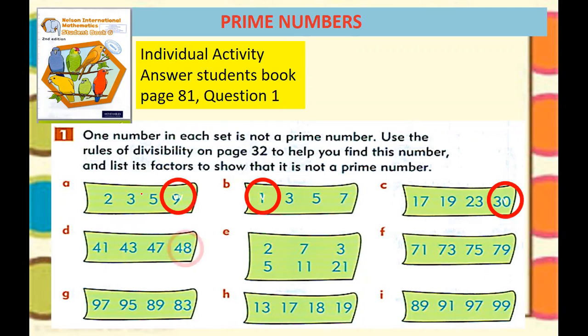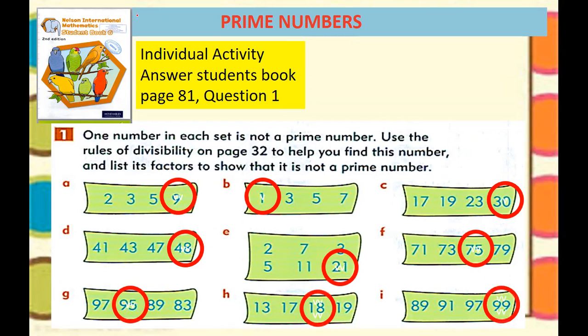Letter D, 48 is an even number, and it's a multiple of 4, 2, and 6, so it is not a prime number. And letter E is 21. It has 3 times 7 and 1 times 21. Letter F is 75. It is a multiple of 5. And 95, a multiple of 5. 18 is an even number. And 99 is a multiple of 9. Okay? So if you have any question, you can just watch this video again.